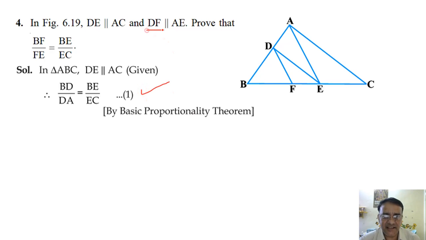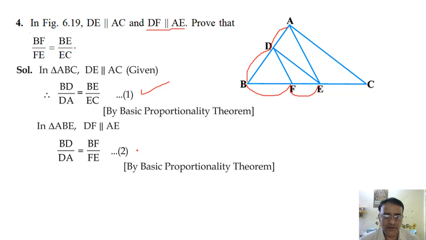Now the next set of parallel lines belongs to which triangle? Triangle ABE. Very good, triangle ABE. So here again BD upon DA is equals to BF upon FE, right, by basic proportionality theorem. So let it be equation number 2.